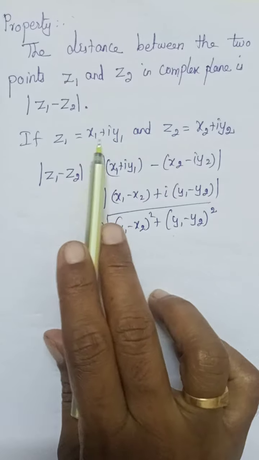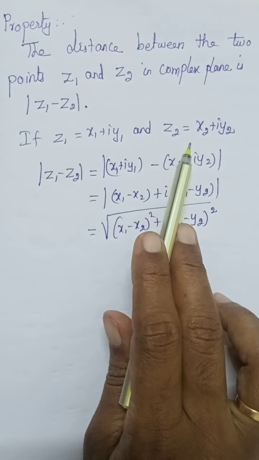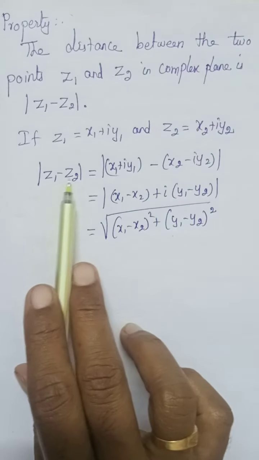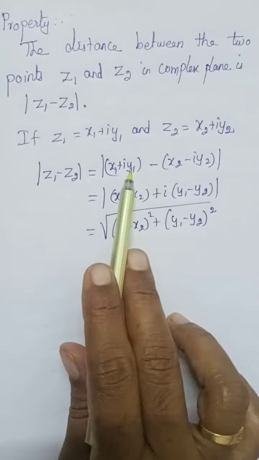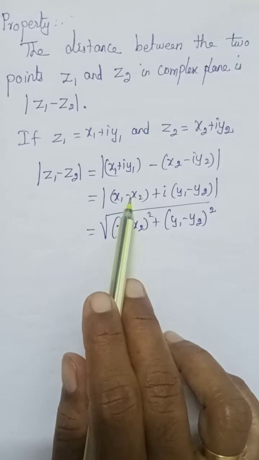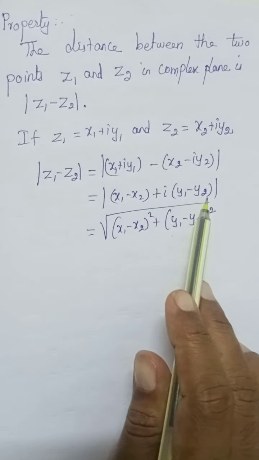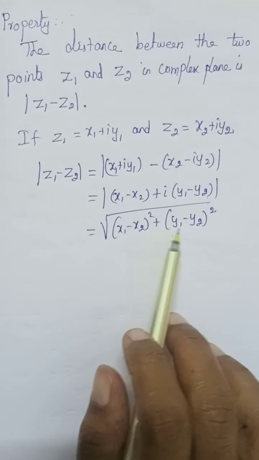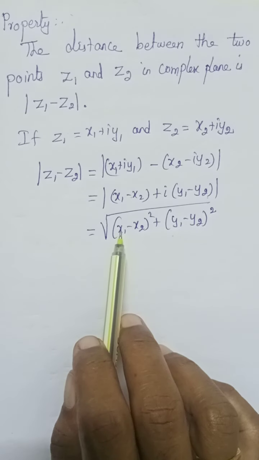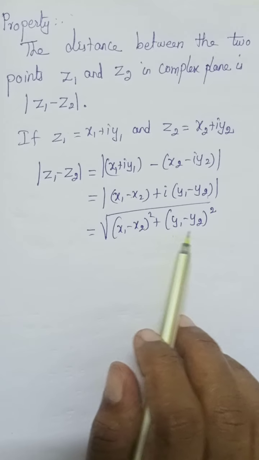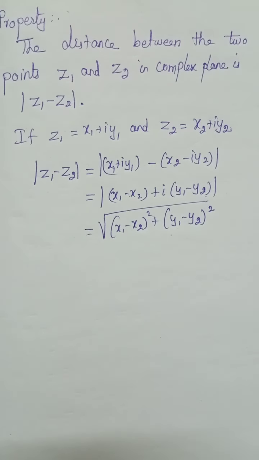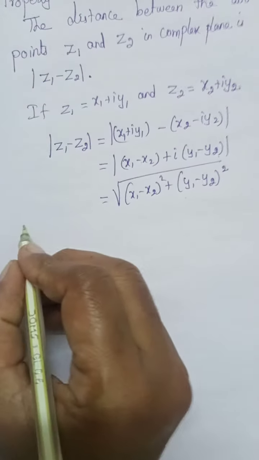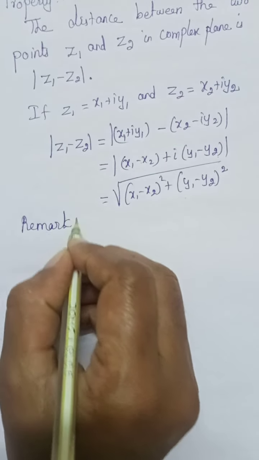See, if z1 equals x1 plus iy1 and z2 equals x2 plus iy2, then z1 minus z2 is (x1 minus x2) plus i times (y1 minus y2). Now we can find the modulus value, that is root of real part to the whole square plus imaginary part to the whole square. So we get root of (x1 minus x2) the whole square plus (y1 minus y2) the whole square. This is the ordinary distance formula, isn't it? Now some remarks that are very important, which we will be using.